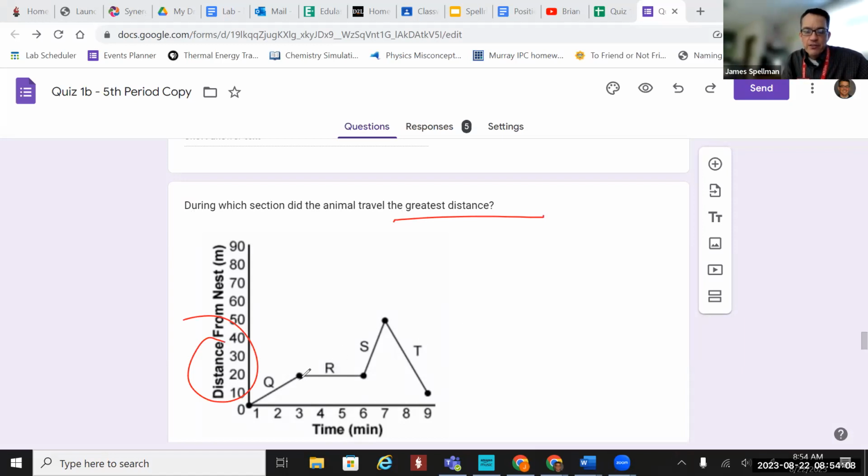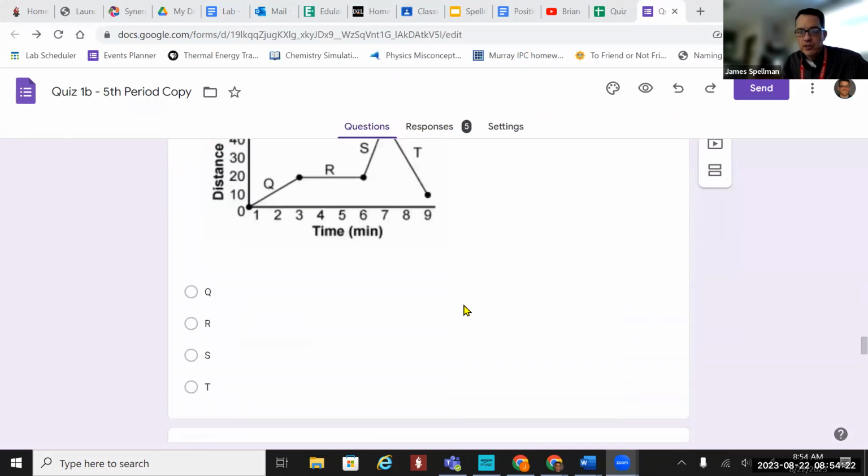So the biggest line, the line segment that has the greatest change up and down at any point is T, because it goes from this point to this point. Again, you can measure that distance up and down. Didn't ask us for how much that was. It just asked us which one had the greatest one. So we're looking for the biggest change up and down.